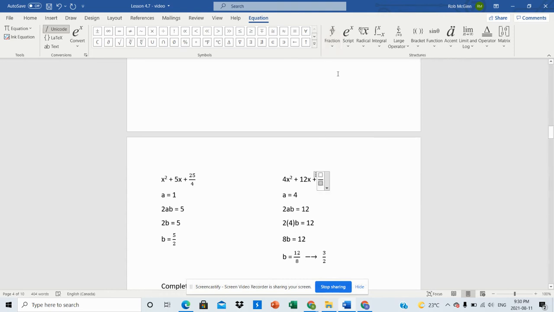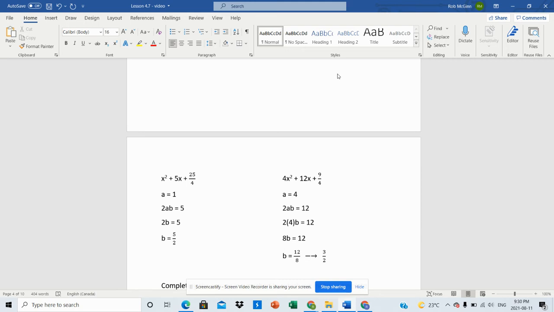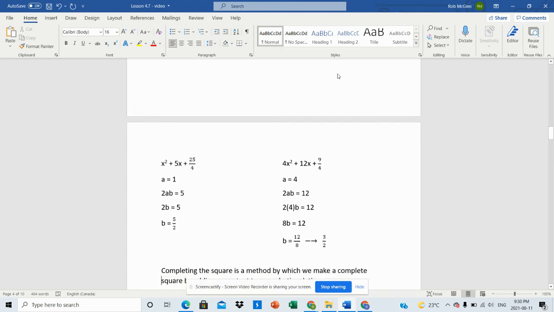So when we square 3 halves, we have to square both the top and the bottom. 3 squared is going to be 9. 2 squared is going to be 4. So that's how we complete that one. So we use our 2 times a times b to figure out what b is and then square it, and that's our last term. And that's really what we're going to be doing when we're looking at completing the square.